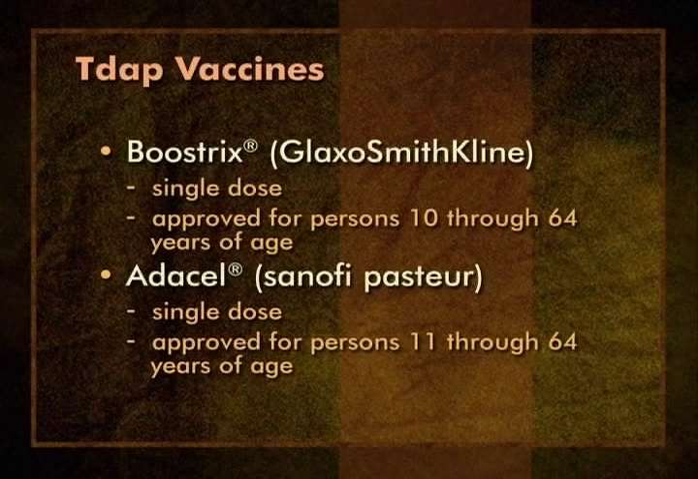Boostrix Tdap vaccine is manufactured by GlaxoSmithKline. It was licensed in May 2005 for use as a single dose, and as of December 2008, is approved for persons 10 through 64 years of age. Adacel Tdap vaccine is manufactured by Sanofi Pasteur. Adacel was licensed in June 2005 for use as a single dose in persons 11 through 64 years of age. Neither Tdap vaccine is approved or recommended for persons 65 years of age or older.